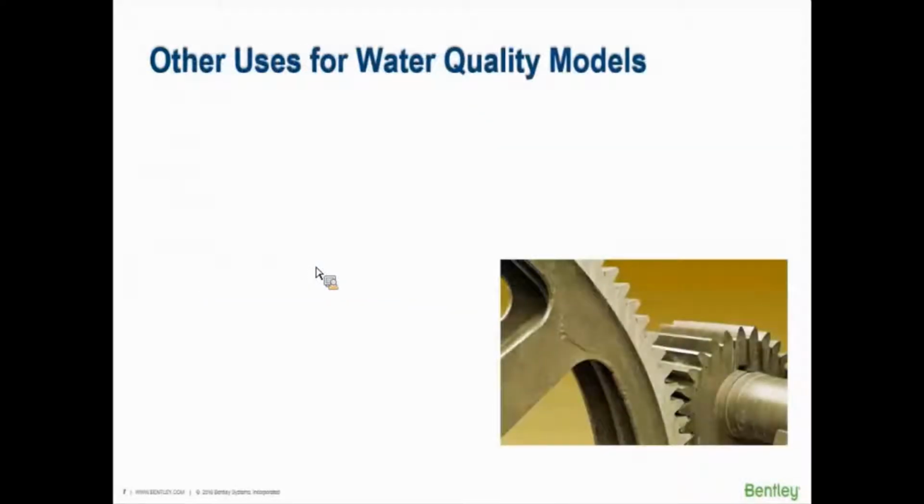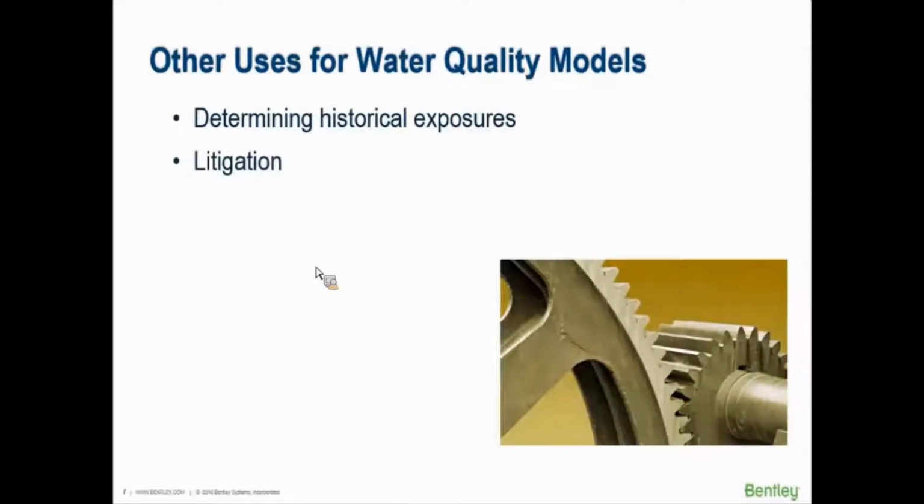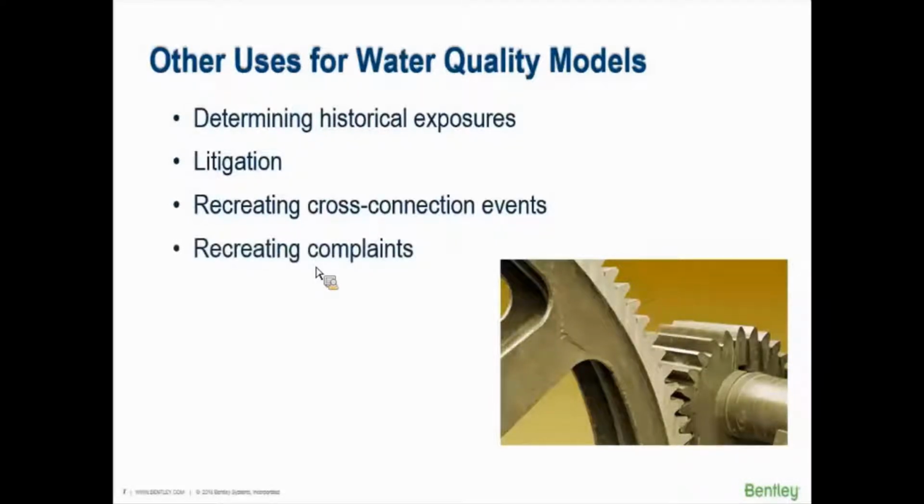Some other uses of the water quality modeling: determine historical exposures, litigation, as I mentioned earlier, trying to recreate a cross-connection event. Something happened and you wanted to see the impact or the reach of that event. Creating complaints, and I've got a good anecdotal story that I'll share with you here in another slide or so about recreating complaints and trying to overlay an event with user complaints to see if there was a correlation hydraulically that you could prove or disprove. Water security, so a lot of things.